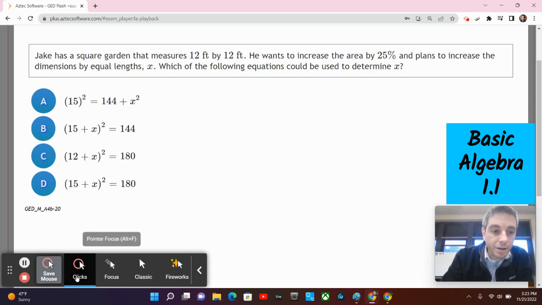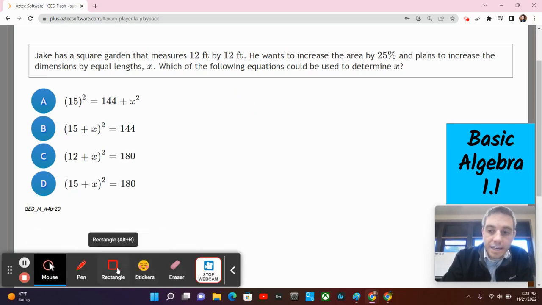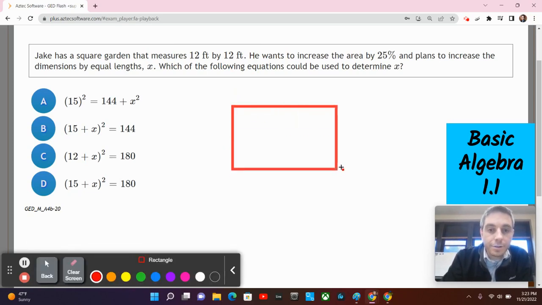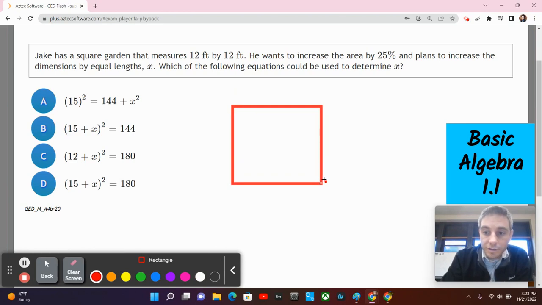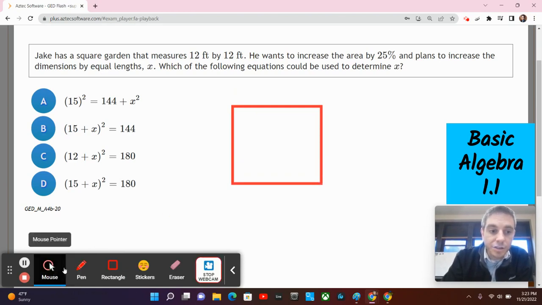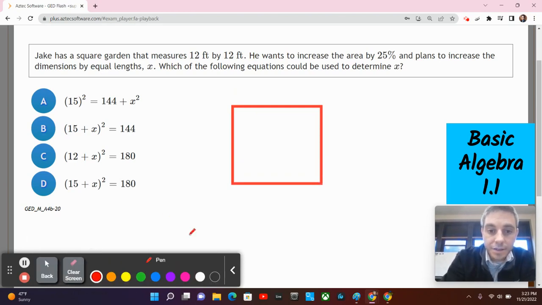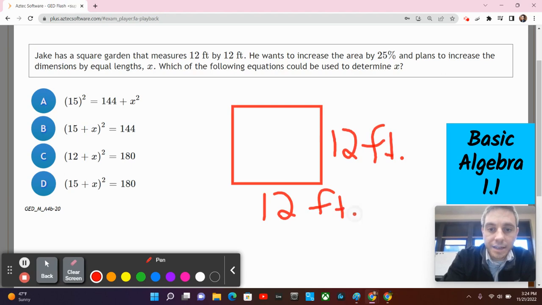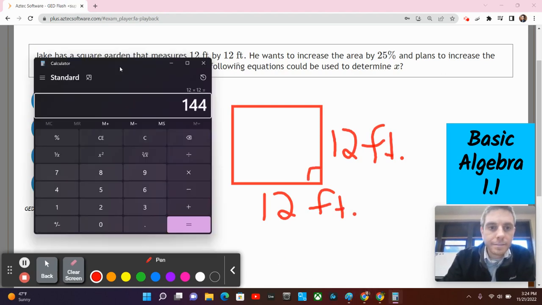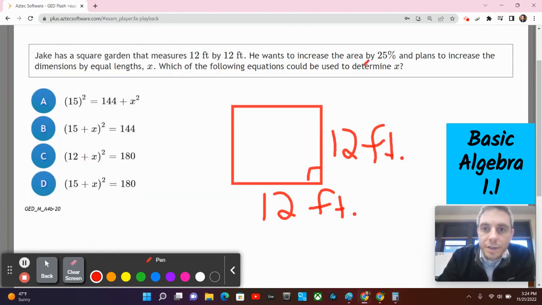Now, if it's a square garden, then to calculate the area of a square or a four-sided shape, generally speaking, we want to multiply the two dimensions, or the two numbers that form a 90-degree angle with each other. Since a square has all equal sides, that would essentially be 12 times 12, 144. Now, what if he wants to increase the area by 25%?